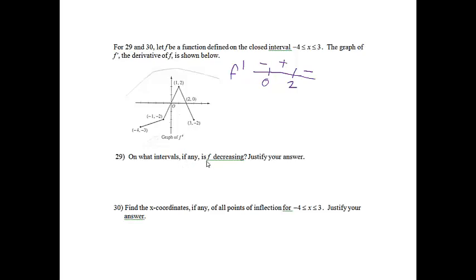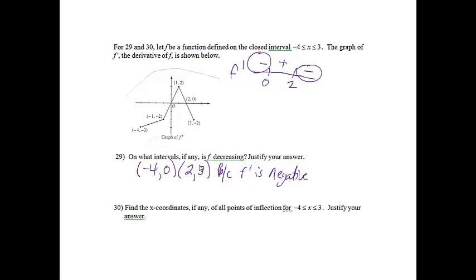So if I'm looking for where f is decreasing, I mostly am just looking for where my f prime is negative. Since my interval started at -4, my interval will go from -4 to 0, and then from 2 to the end of the interval, which is 3. It is decreasing on those intervals because f prime is negative.